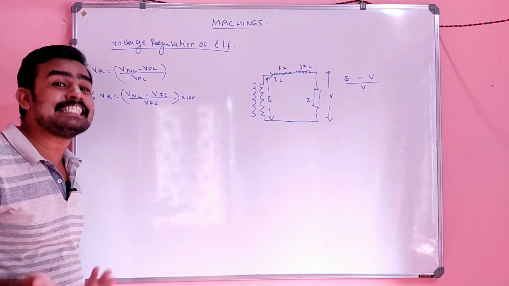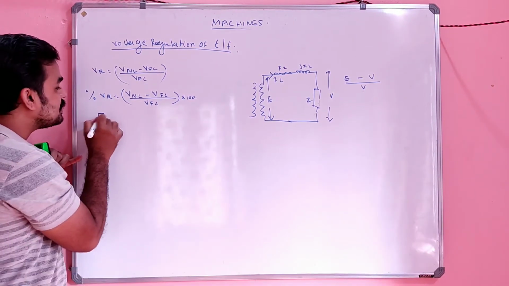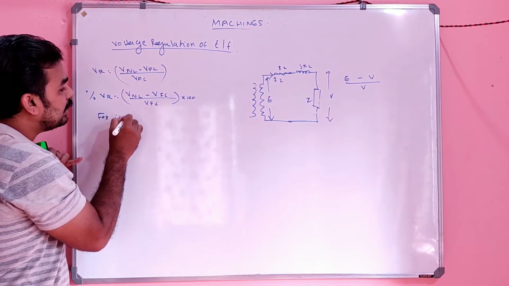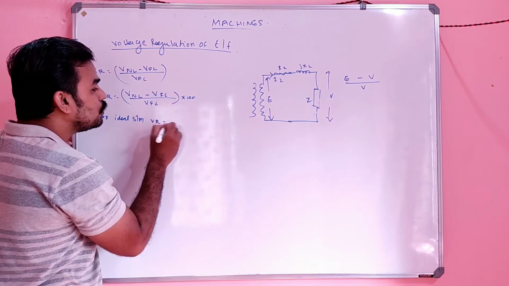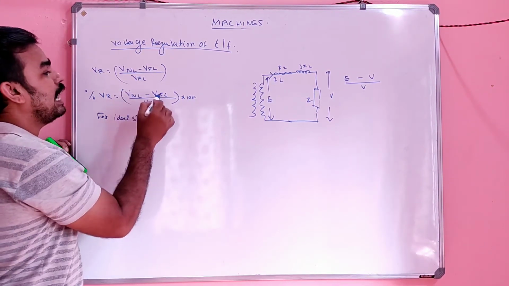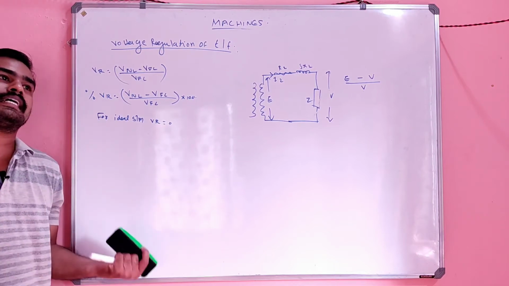So for an ideal system, what will the voltage regulation be? It will be 0. That means VNL and VFL are the same for an ideal system. That's a perfect condition. It's ideal.